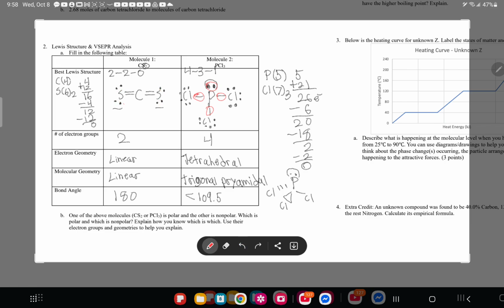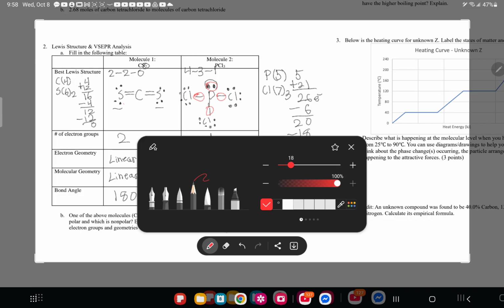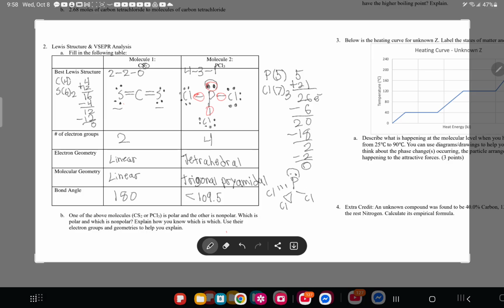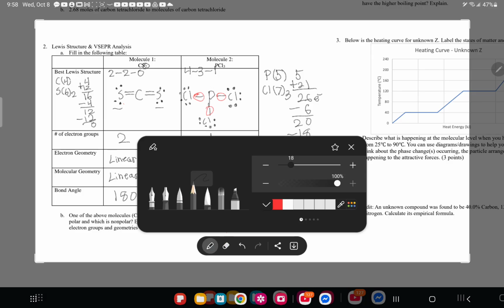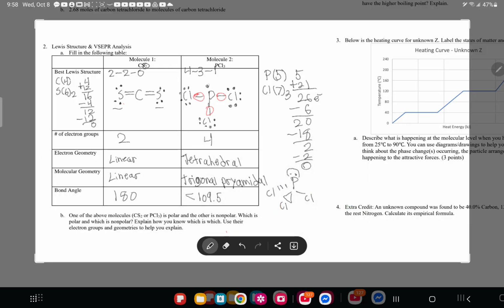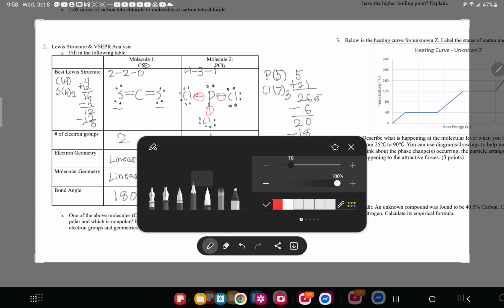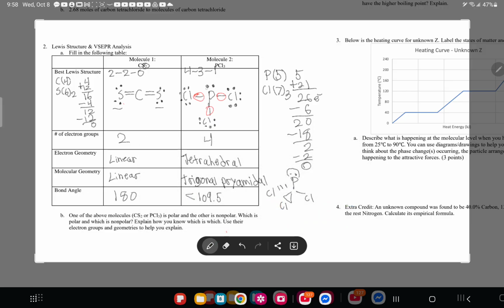However, with our PCl3, we have, oh, let's fix this. We have this lone pair at top. So the Cls are equal in symmetry, but the P has that one lone pair up there. So that, we know, is going to be polar, just based off of the geometry.